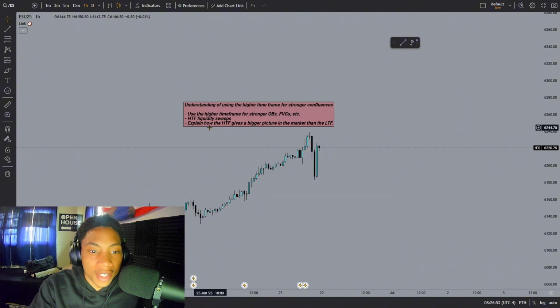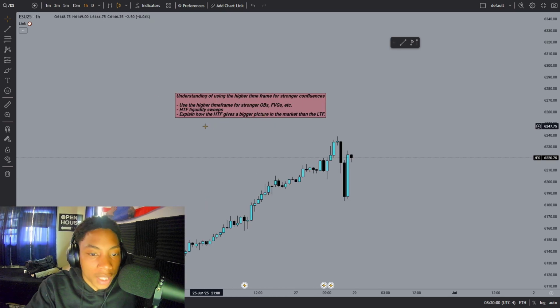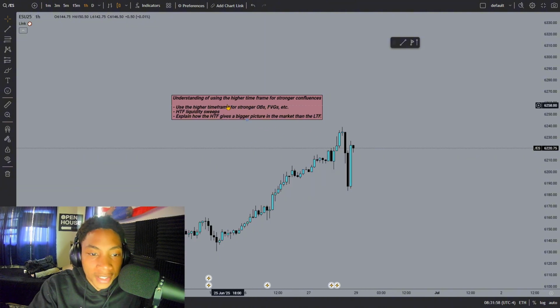So if we're trying to get higher probability setups in the market, we need to have an understanding of using the higher time frame for stronger confluences. So just in case you guys didn't know, the higher time frames like the hour and the 15-minute are going to give you generally stronger confluences when you're trading. If you're trying to take more quality trades than quantity trades, then using the higher time frame will give you more of an advantage. If you have an understanding of how to use higher time frames for more confluences, your trades can be generally stronger.